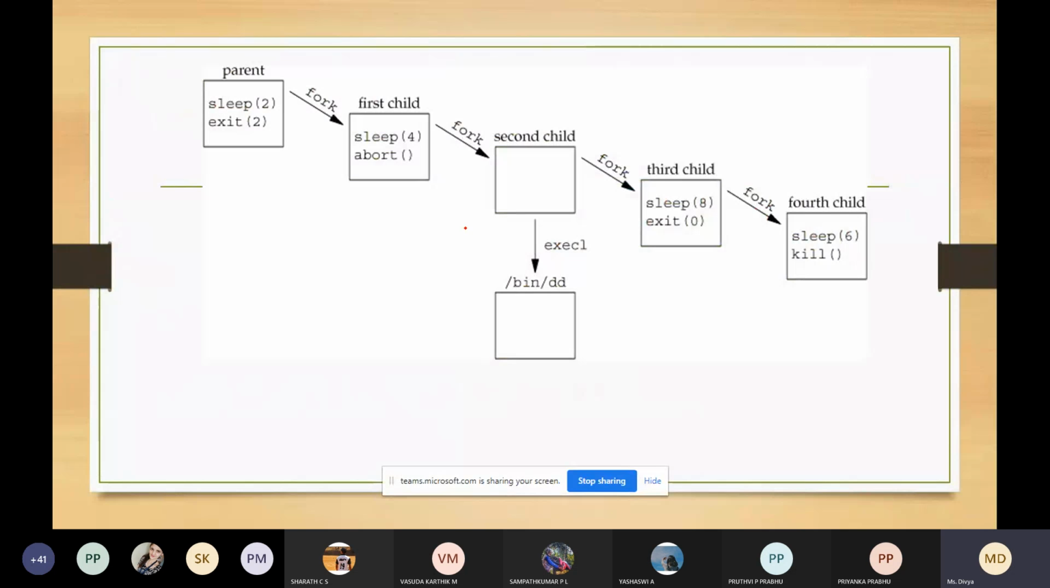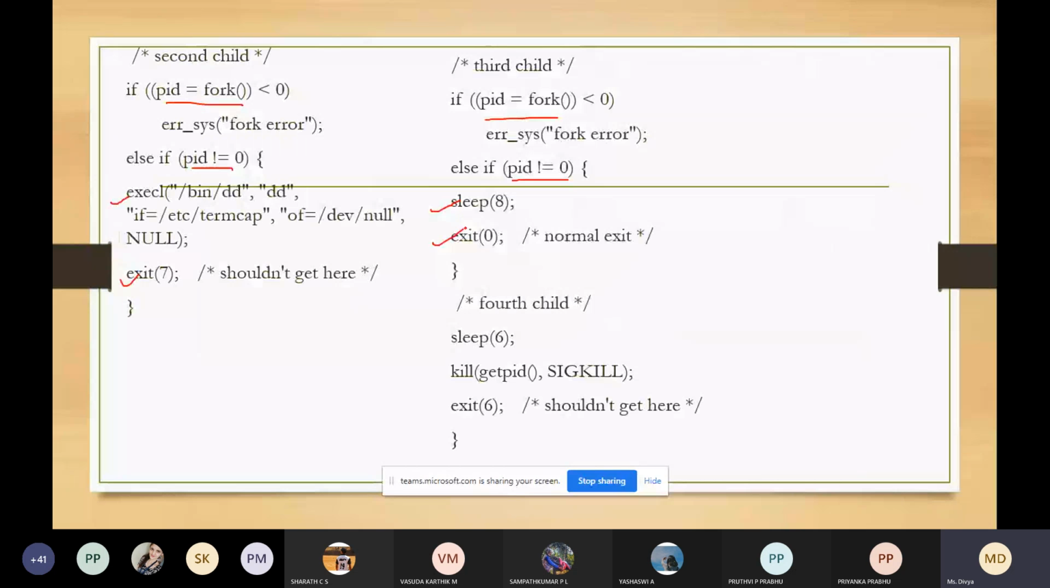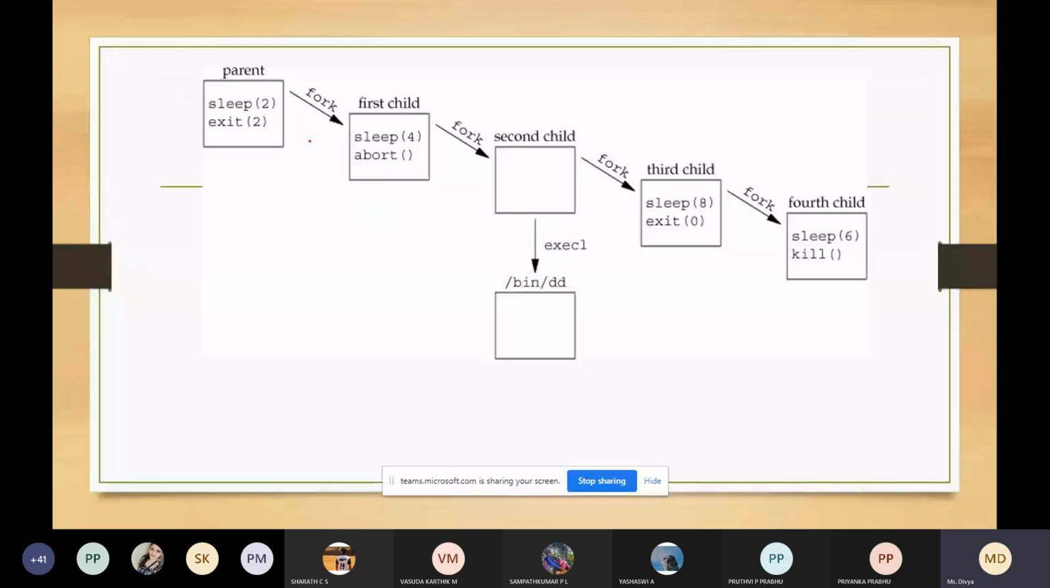Here, this complete diagram shows you the process structure for the accounting example. So in the previous one, how many children have we created? This is your parent process, and how many children have we created? 1, 2, 3, and 4.